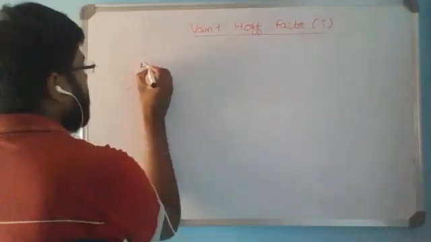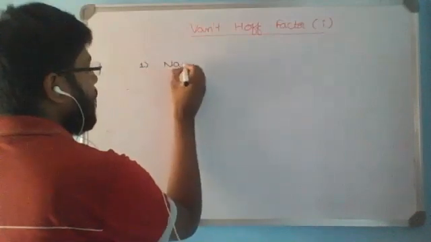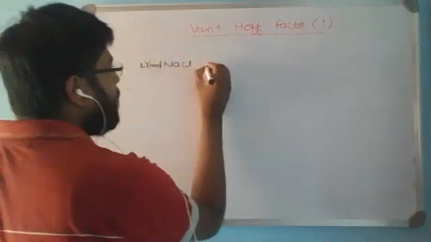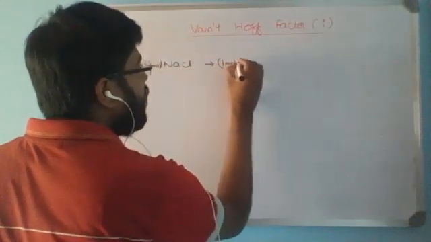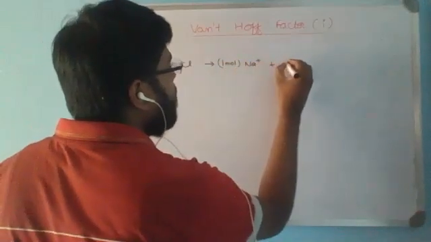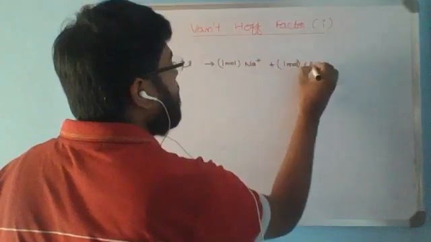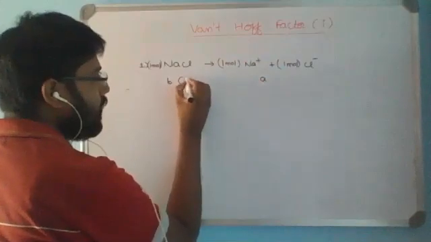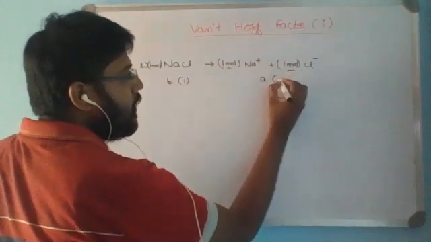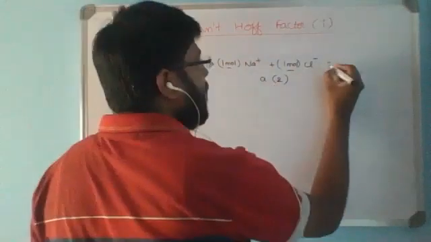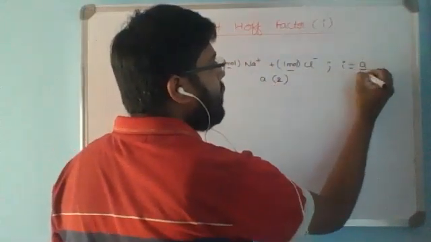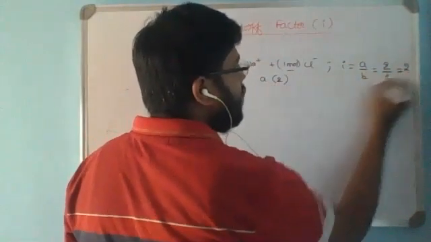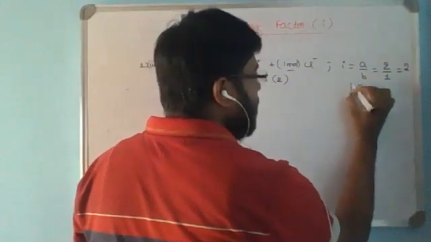The first one is NaCl. Before adding, it is 1 mole; after adding, it produces 1 mole of Na plus ion and 1 mole of Cl minus ion. So this is before and this is after. Before it is 1, after adding it is 1 plus 1, giving 2 moles. The Van 't Hoff factor i is equal to A by B: after dissociation 2, before dissociation 1. Hence the value is 2. The Van 't Hoff factor for NaCl is 2.